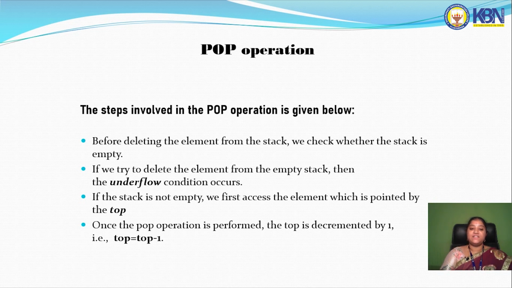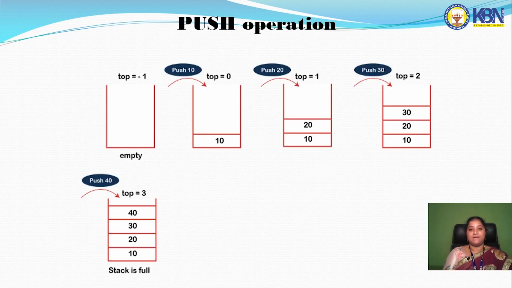If we try to delete an element from the stack, two conditions can occur. If the stack is not empty, we first access the element which is pointed to by the top. Once the pop operation is performed, the top is decremented, that is top = top - 1. In the push operation, the top is incremented, that is top = top + 1. In the pop operation, we decrement the top, that is top = top - 1.